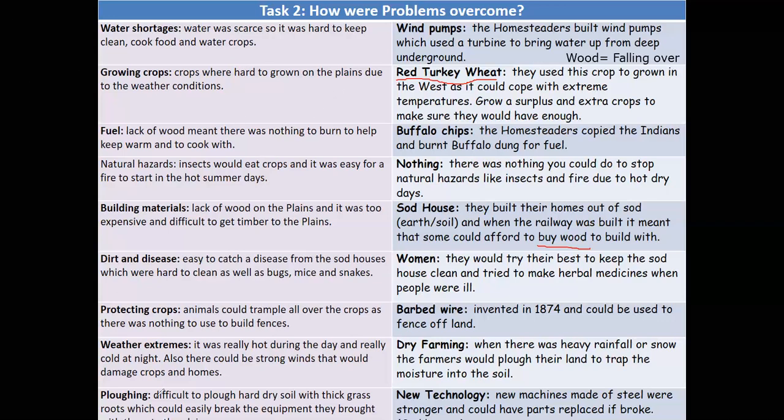And then ploughing. As we know, it was difficult to plough, but new machines were made. You had something called a sulky plough that was made of steel. It was stronger, and because of the railroad, you could have parts replaced if it broke. So that's an overview of just how farming changed. It is quite significant that you understand why this happened, and you could argue very much it's down to two things: migration and the railroad.